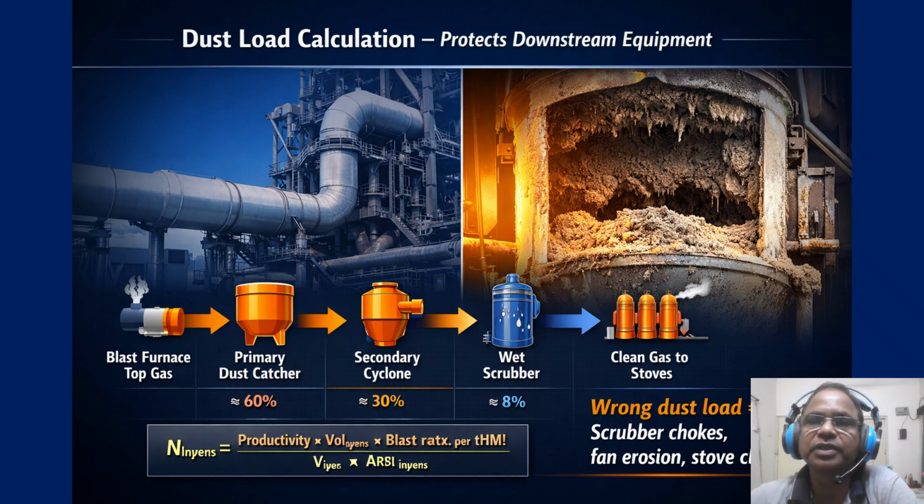If you don't calculate the dust load correctly, three bad things happen. What are they? The first is the scrubber will choke. It fills with mud and stops cleaning gases. The second is the fan erodes. The dust particles act like sandpaper on the fan blade. And third, the stove clogs. The dust builds up in the checkers, reducing heating efficiency.